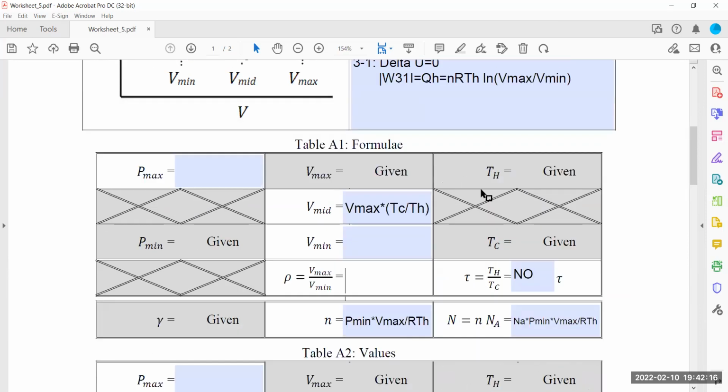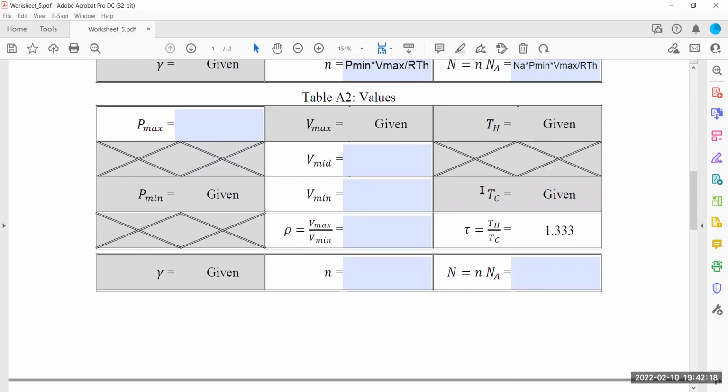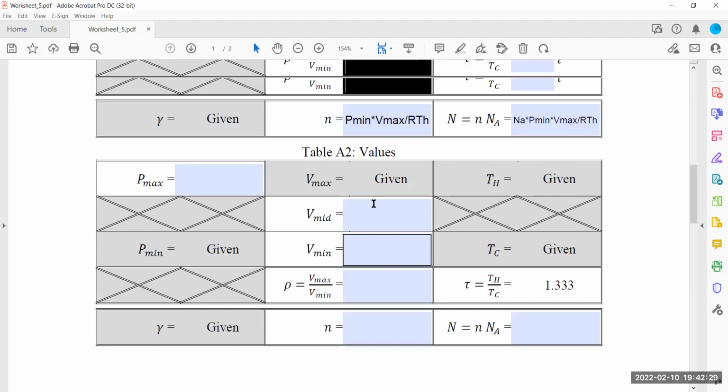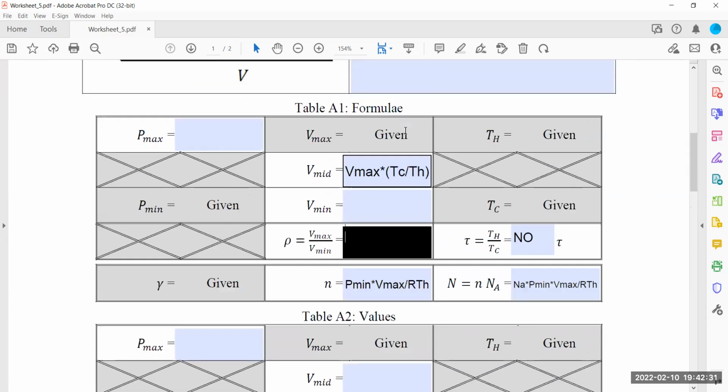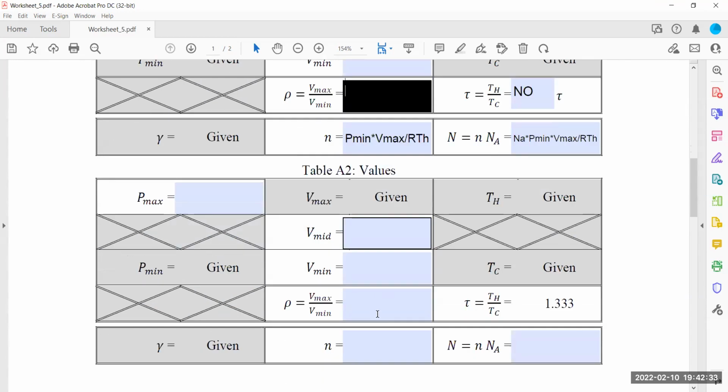V max is equal to 1000, and P min, they tell you in the instructions how much it is, and gamma is 1.4. Now you're going to do the algebra. You're going to do the numbers. Instead of writing formulas here, you put in values. Does everybody understand what we're doing now? Yes?